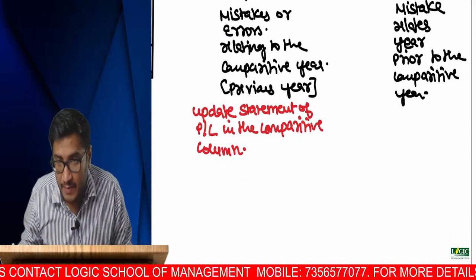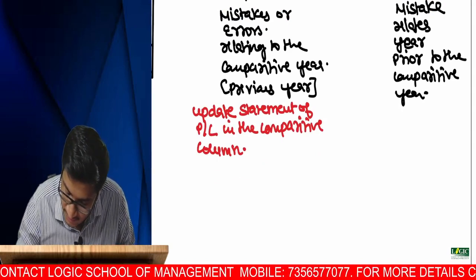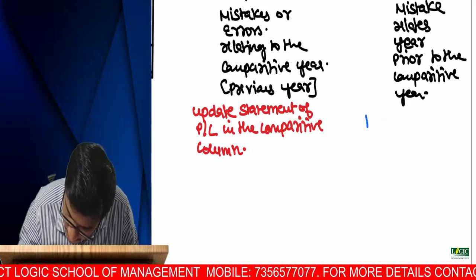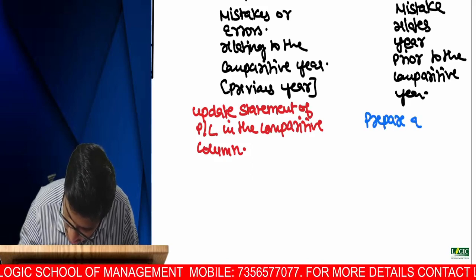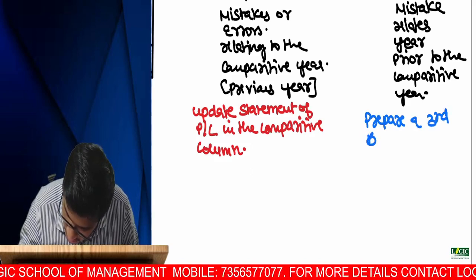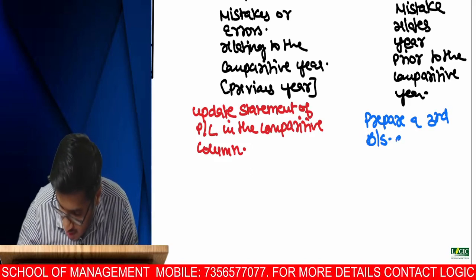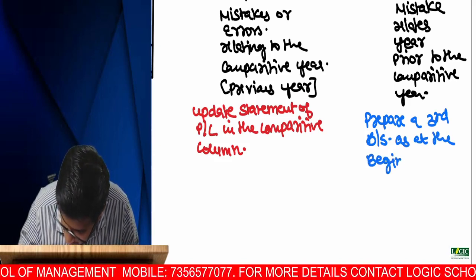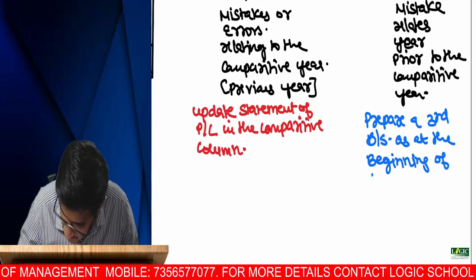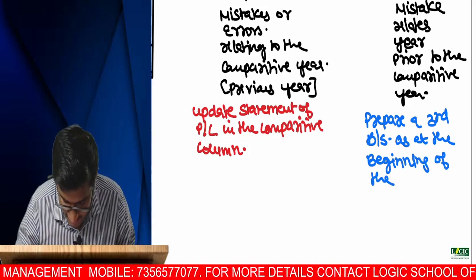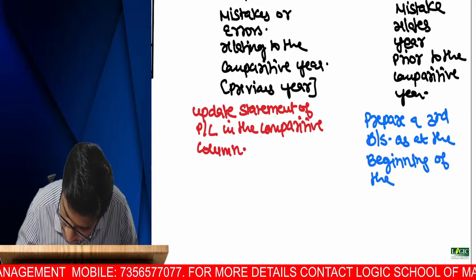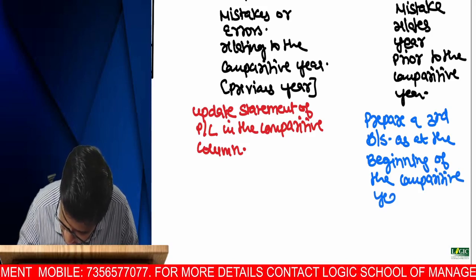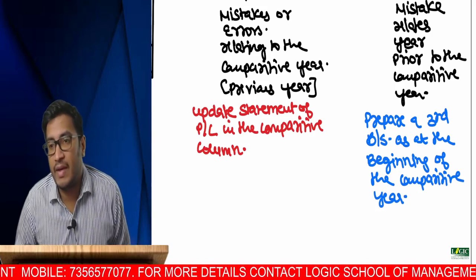We are not required to prepare the P&L. So what is it that Ind AS says? You have to prepare a third balance sheet as at the beginning of the comparative year. As at the beginning of the comparative year.